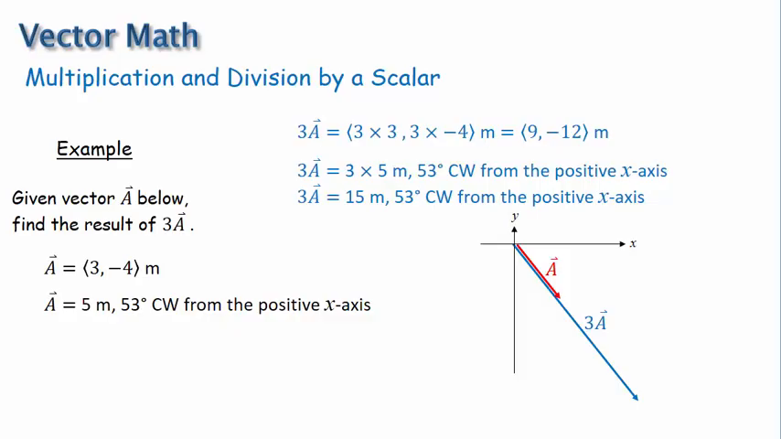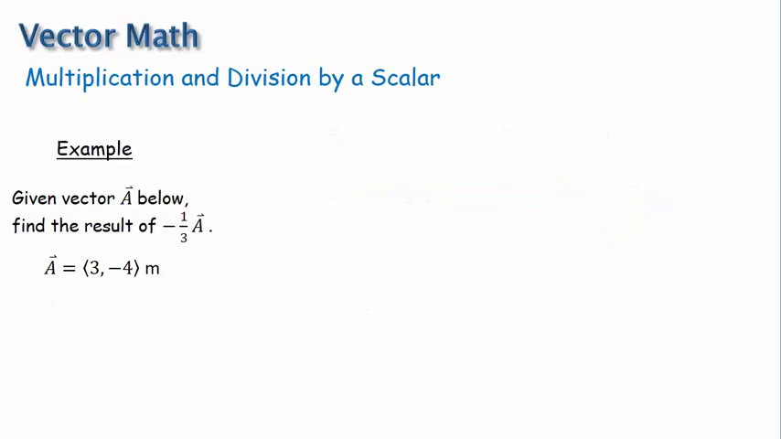Let's try another example. Given the same vector a that was used in the previous example, find -1/3 of a, which is really also a division problem. It's a divided by -3. Graphically, we make the magnitude of the vector 1/3 of the original length. And because we're multiplying by a negative, we also reverse the direction of the vector. So here's the original vector and -1/3 times that vector.